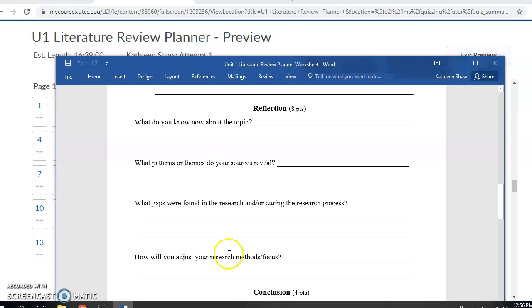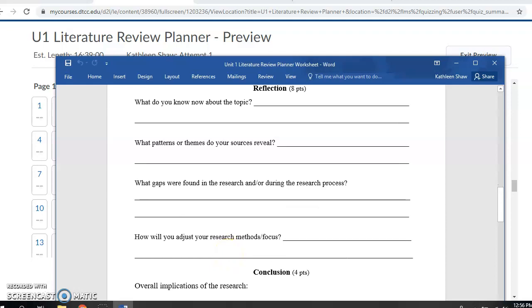How will you adjust your research methods and focus? This one is a great question for moving forward. So you might want to say, well, now that I've looked into this, I know I need to narrow down the broader idea into something specific. So again, if you're doing something like green construction, you might want to narrow it down to just sustainable materials. How can you adjust your focus? What are some new questions you might need to ask? What are some new things you might need to define?